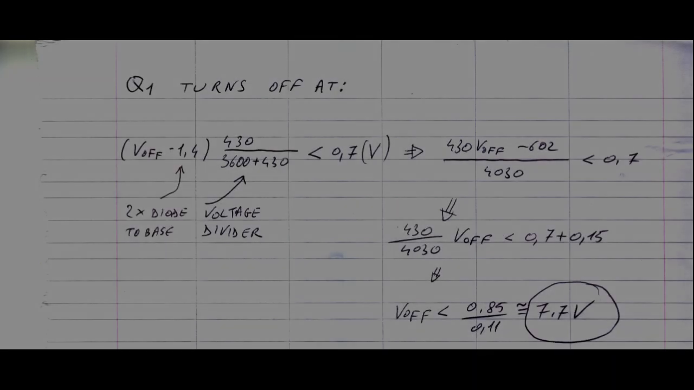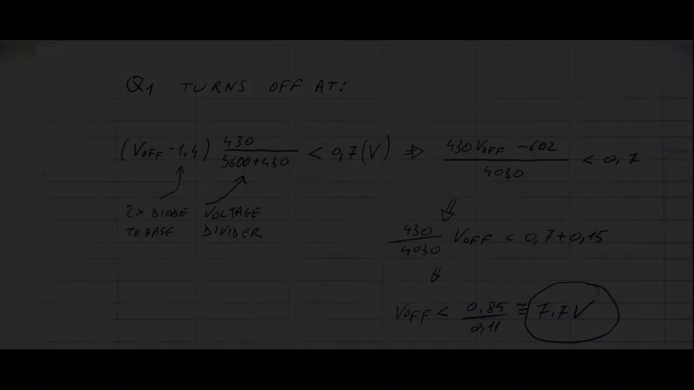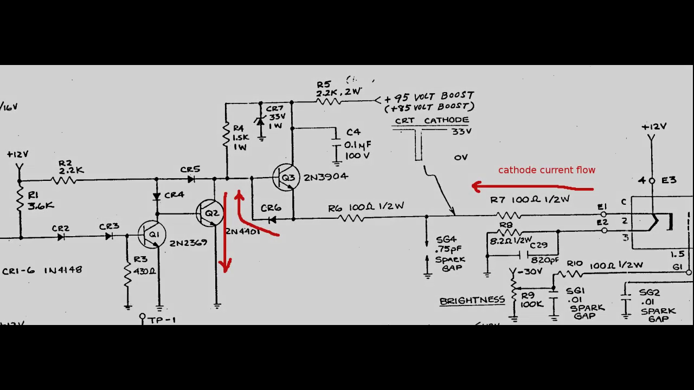With some simple calculations using Ohm's law, we find that Q1 starts turning off when the 12-volt rail drops below about 7.7 volts, since its base voltage is then going below 0.7 volts. At this point, Q1 can't sink enough current anymore to keep Q2's base grounded, so Q2 will start conducting and the undeflected spot appears on the CRT.